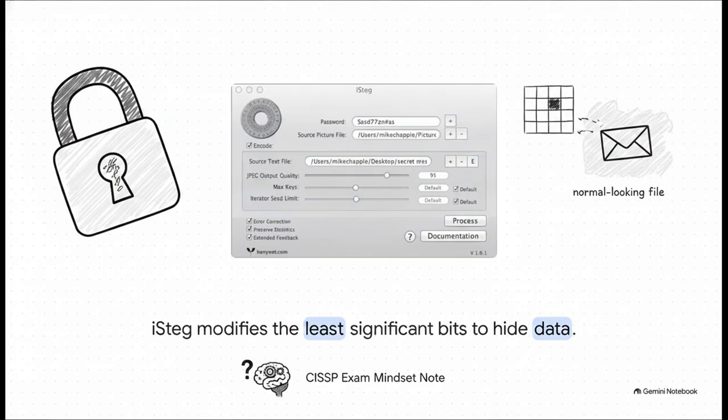Let's look at a fascinating application of cryptography, steganography. This is the art of hiding a secret message inside an otherwise perfectly normal-looking file. Take a simple tool like ISTEG, for example. Time for another CISSP exam mindset note. The exam isn't just going to ask what this is. They will test your understanding of exactly how this works under the hood.